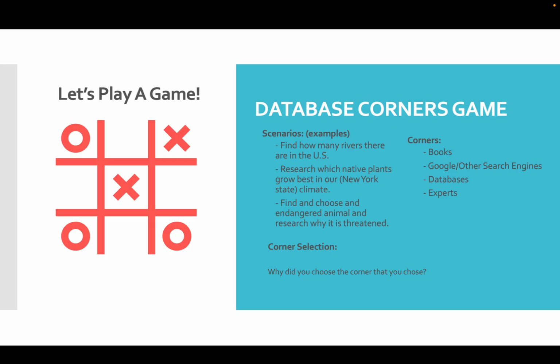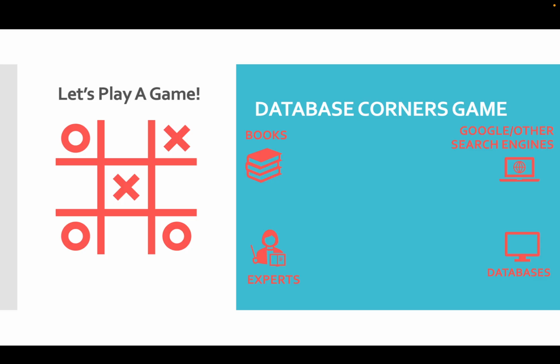We're going to play a little spin on the game Four Corners. This version is called Database Corners, and we're going to play it virtually. Each of you, please pick a different scenario from the list on the slide. Then add your name to the Padlet page on the PD website to go to the corner that you feel is the best place for you to source information about the prompted research task or scenario. As you can see, the four corners on the Padlet page are labeled books, Google or other search engines, databases, and experts. Okay, I see everyone has added their name to the corner of choice.